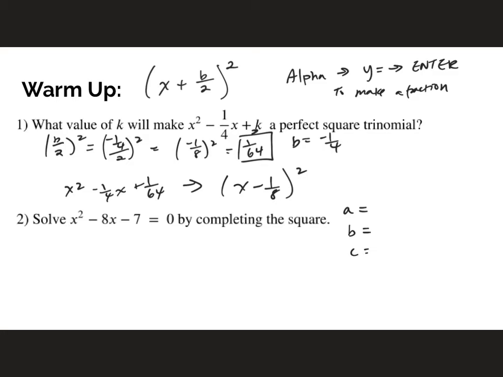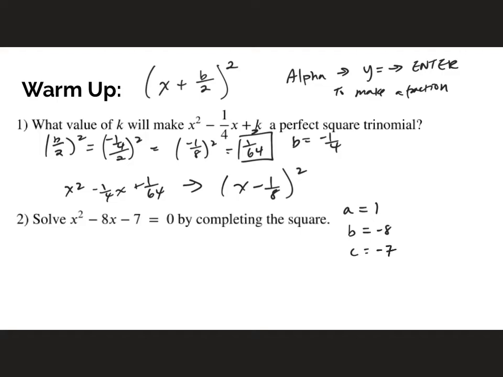Our a is going to be the coefficient for our x squared term. We also call it our leading coefficient. Because we don't see a coefficient there, we can assume that our coefficient is 1. For b, it's going to be my coefficient for my x term, which is -8. And then c is -7.